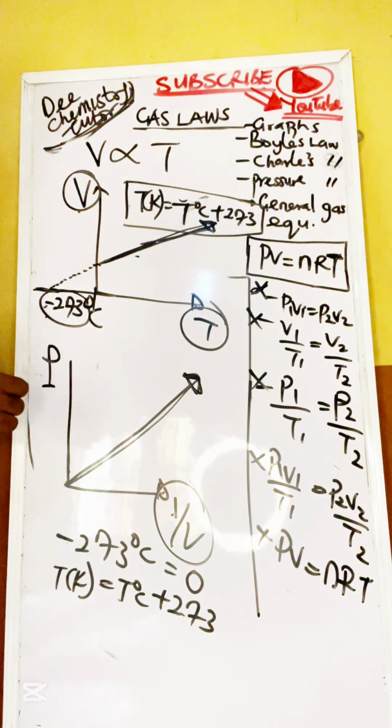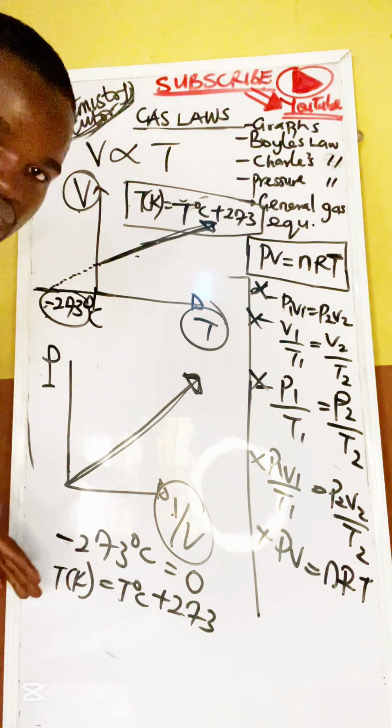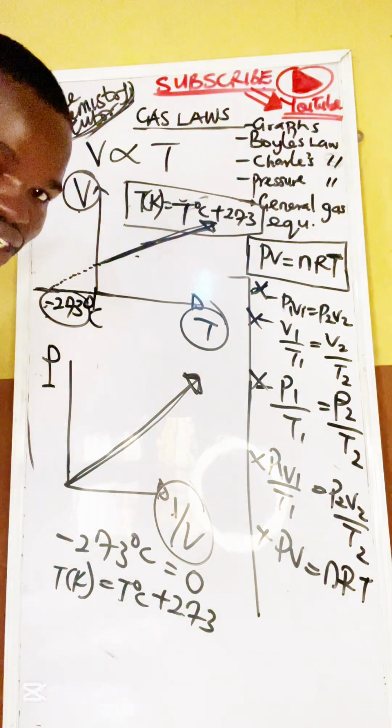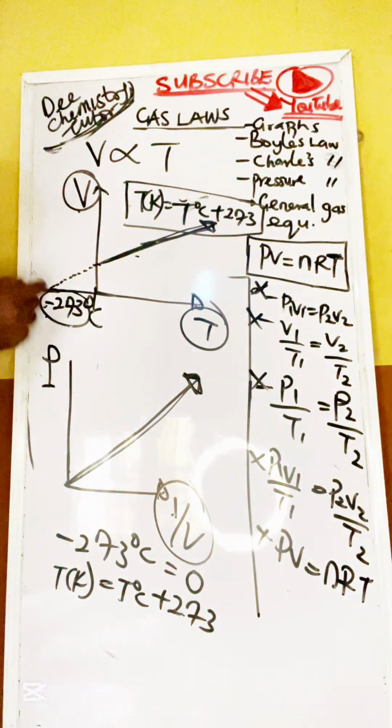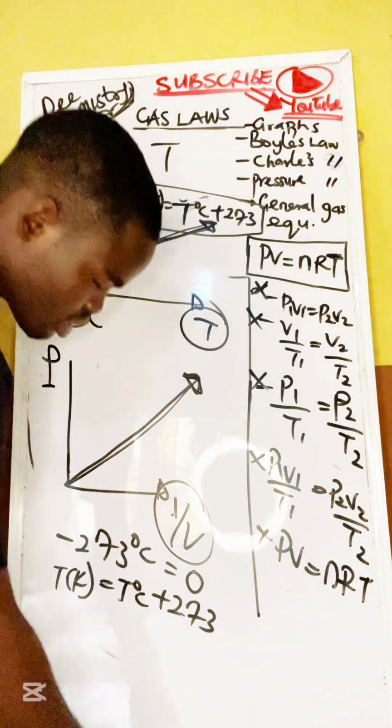Now, I don't want to talk about this. There's a particular concept of absolute zero, where the volume of gases tends to cease and tends to be zero. It is at this temperature. You understand? It is at this temperature. So I don't want to bore you with so much stuff. That's why I'm taking it little by little.